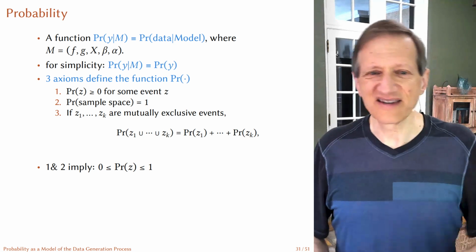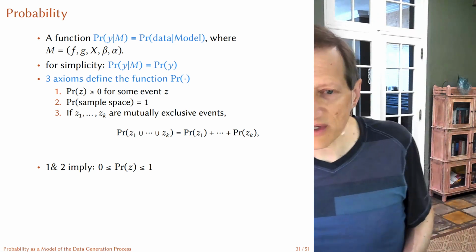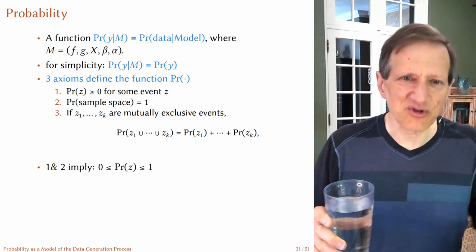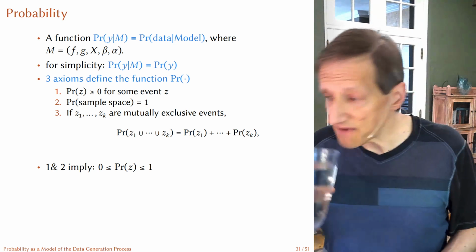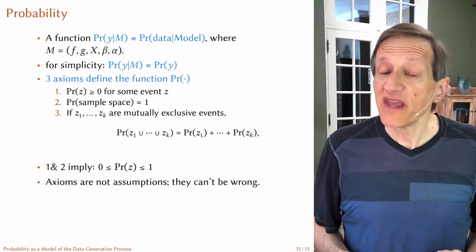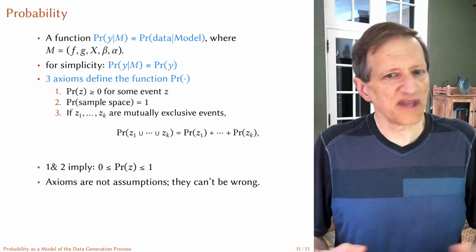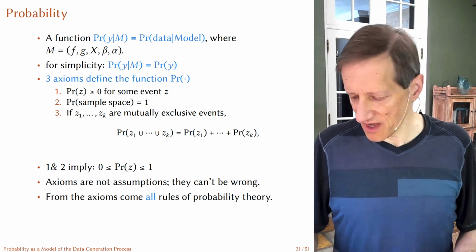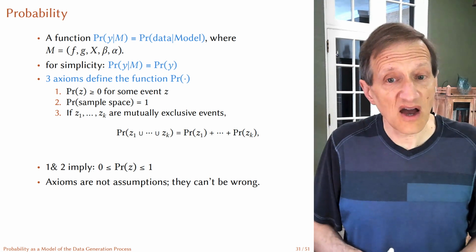1 and 2 imply, as I said, that the probability of Z is always between 0 and 1. We could have just said that from the beginning, but there's no reason to be repetitive. The axioms are the simplest possible set of assumptions or criteria or setup that we're going to have to define the function. All right. An important thing is axioms are not assumptions. They can't be wrong. They're just what they are. Okay, now what does that mean exactly? Well, think about it this way. We just define these things and we find them useful.